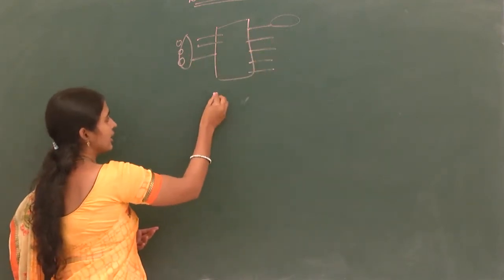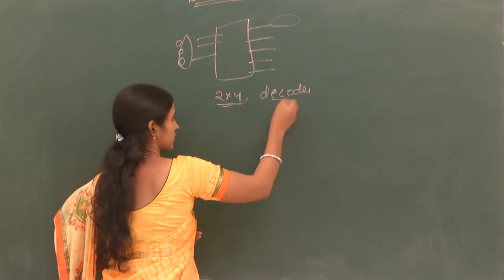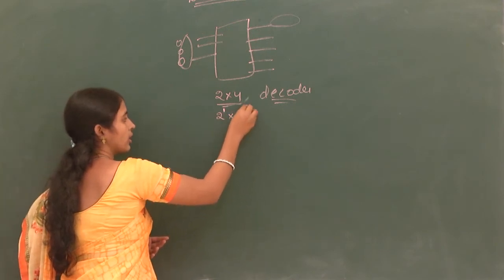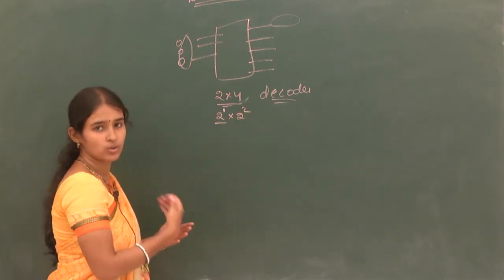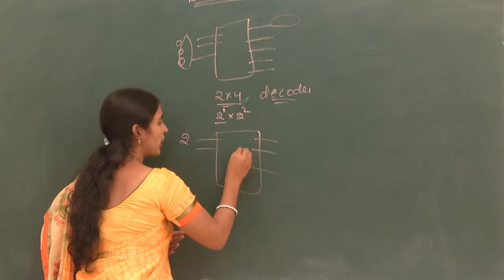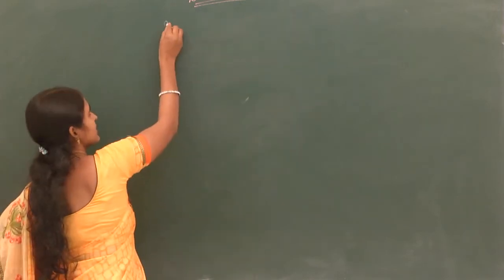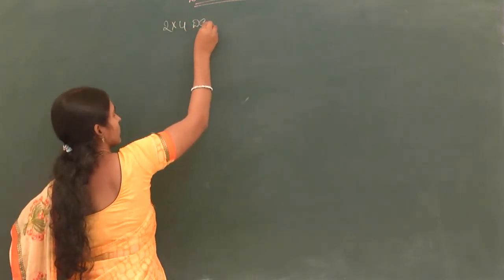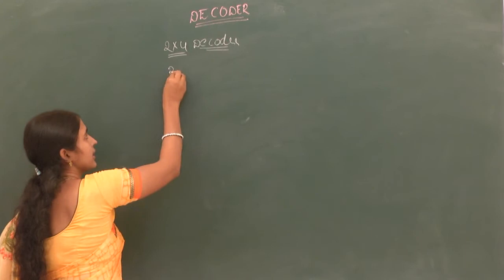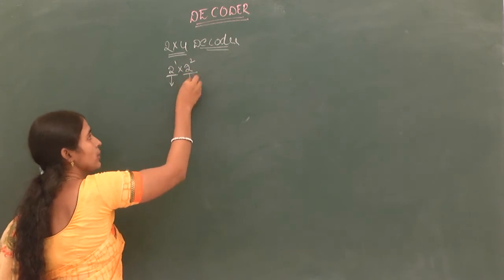Consider a 2 by 4 decoder, a 2 to 4 decoder. It will have 2 inputs and 2^n possible outputs. With 2 inputs you have 2^2 possible outputs, that means 4 outputs. So we will consider the 2 to 4 decoder. Here it is 2 squared, so 2 inputs and 4 outputs.